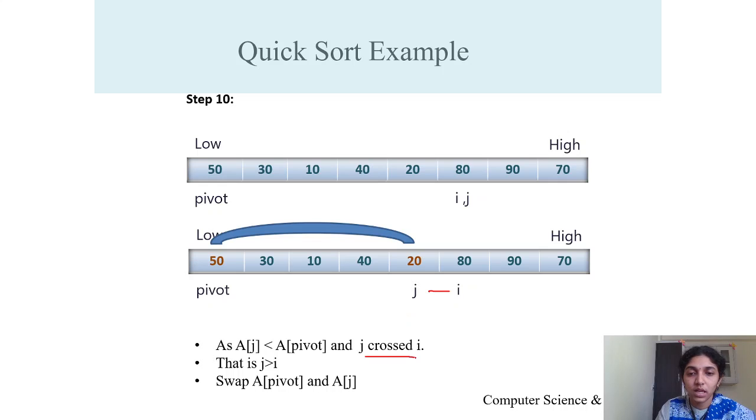Right, so once j has crossed i, what we have to do is swap A[j] with the pivot value, because j will cross only when it finds a small element. Okay, so when A[j] is less than A[pivot], then you have to swap A[pivot] with A[j], because j has crossed i. So you can see here, as A[j] is less than A[pivot] and j has crossed i, that is, j is less than i, swap A[pivot] with A[j].